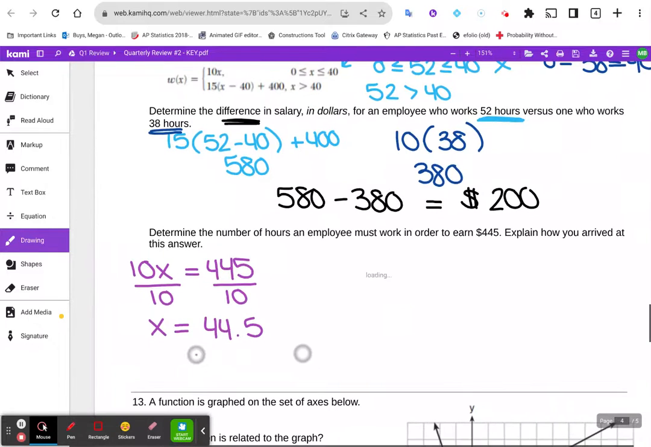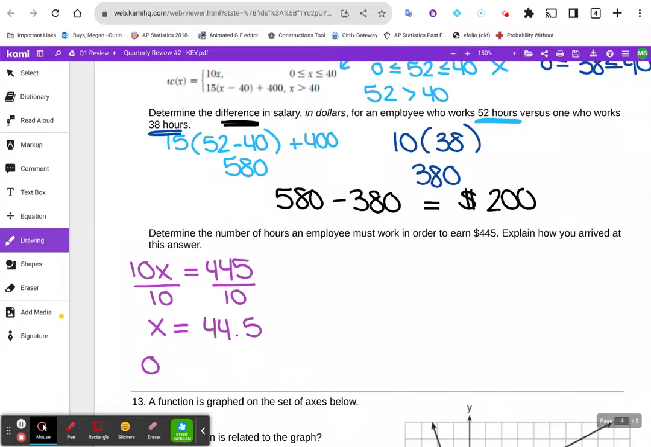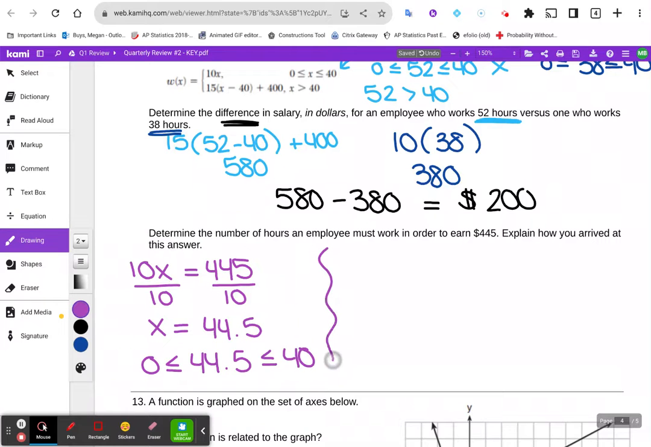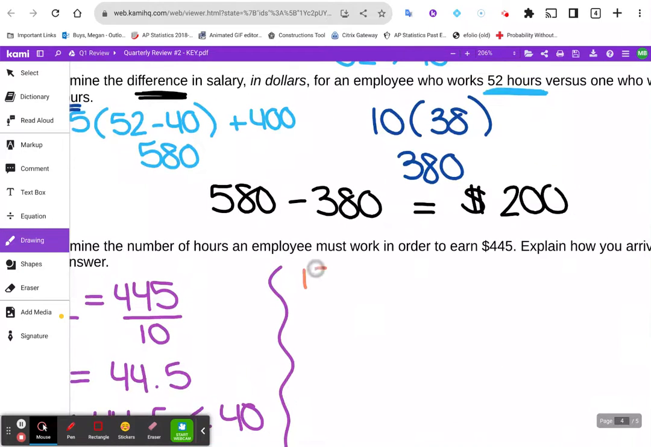Now, I run into an issue because when I check, 0 is less than or equal to 44.5, less than or equal to 40. Well, that can't happen, right? 44.5 is not in between 0 and 40. So it was not the first equation we would need to use. So instead, I'm going to go and plug into the second equation now. So this time we have 15x minus 40 plus 400 equal to 445.